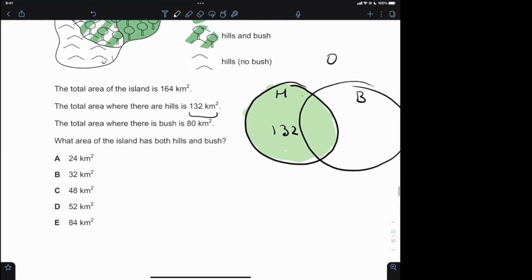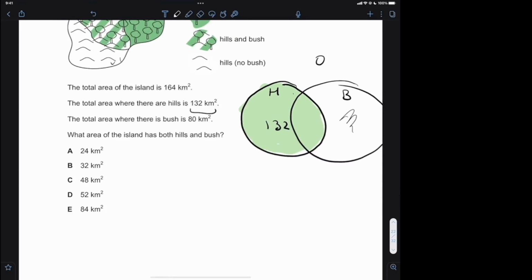And so really, we can work out what goes in this non-highlighted section based on the fact that the green section has 132. Because we have 164 in total, minus 132, we get 32 in here. So that totals up to 164. We can now work out how much is meant to go in each section. The total area where there is bush is 80 kilometers squared. Well, we have 32 here, so we have to put 48 in here to have a total of 80 in this bush section.